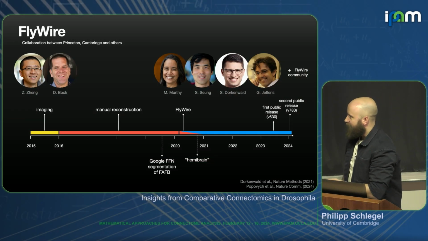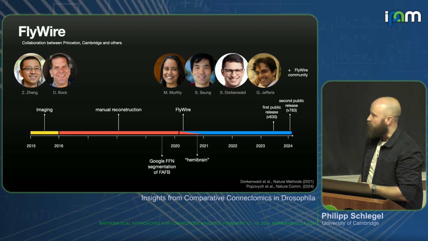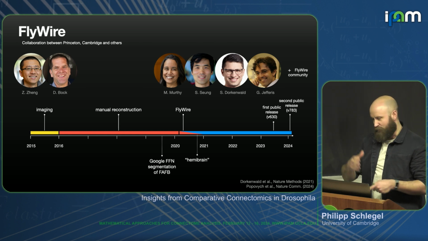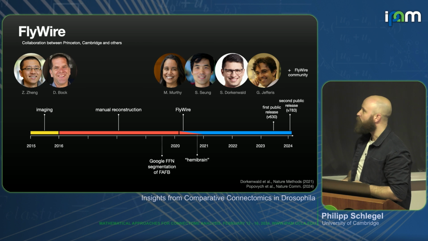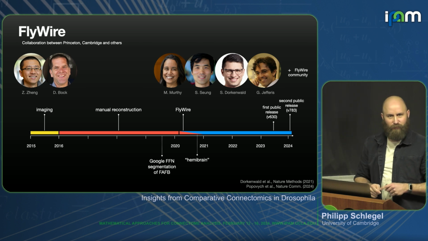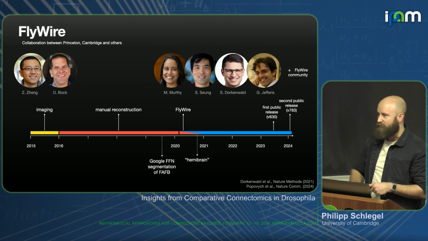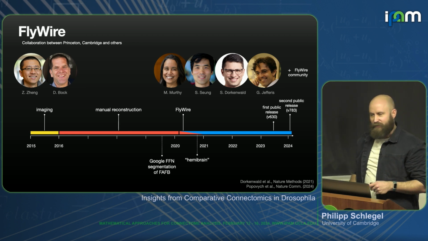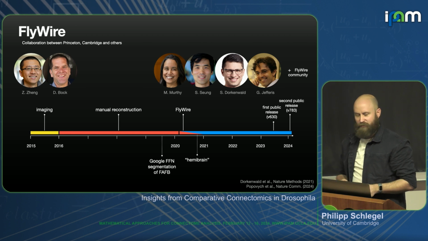Now, as I said, this was imaged by Zhihao, who was a postdoc with Davi Bock at the time at Janelia between 2015 and 2016. And then for a long time, researchers from all over the place, including our group, were manually reconstructing in there. You can imagine this web-based software called CATMAID, and we traced neurons, annotated synapses, and everyone was doing their small circuit of interest.